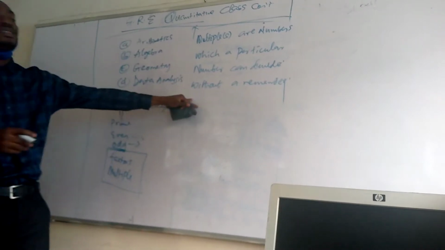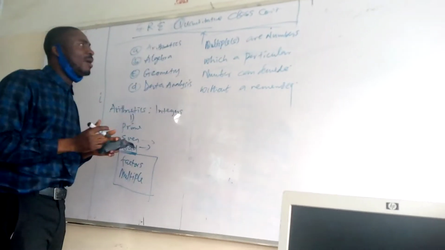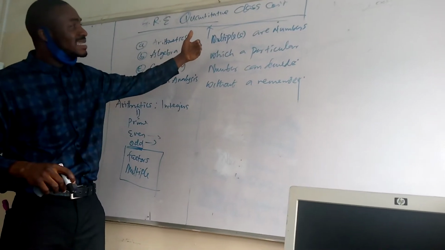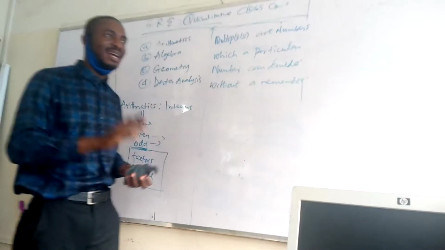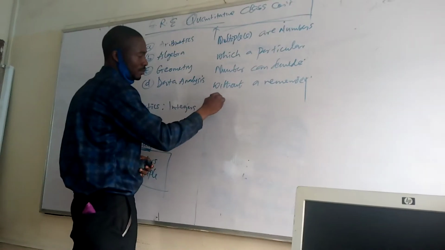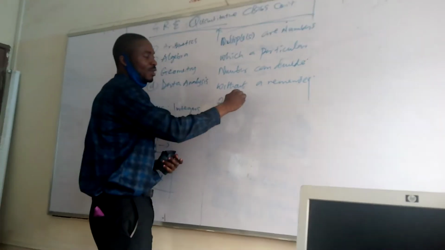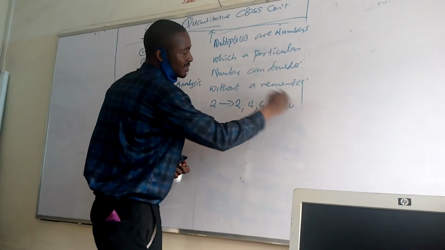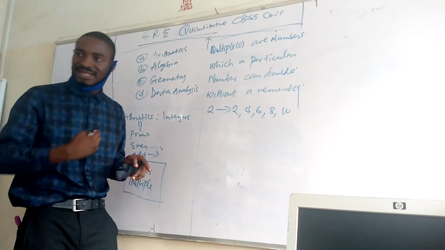Now, you can see that the definition I'm giving here is directly opposite the definition of the other one. When we talk about multiples, we are discussing numbers that a particular fixed number can go into without any remainder. Let's take for example 2. What are multiples of 2? 2 is a fixed number. Multiples of 2 are 2, 4, 6, 8, 10. They are numbers that 2 can go into without leaving a remainder. That is what we mean by multiple.